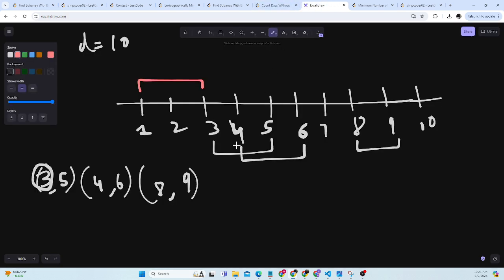Now what we'll do, we'll maintain a global start and a global min. What does global start and global min mean? See, first we have the interval 3, 5. We have the interval 3, 5.